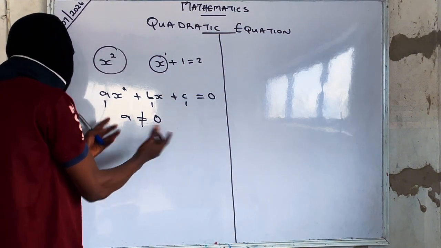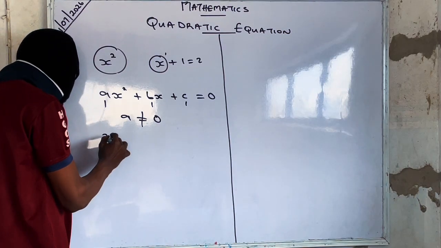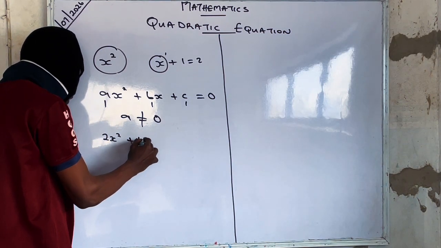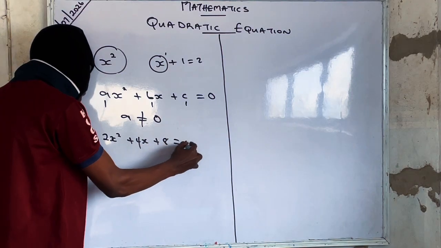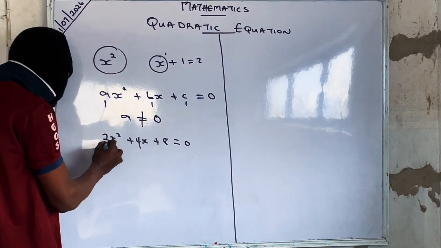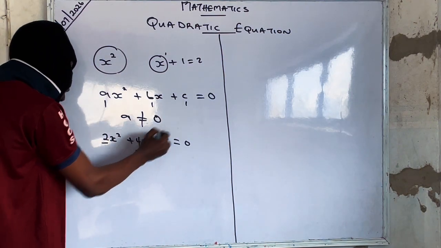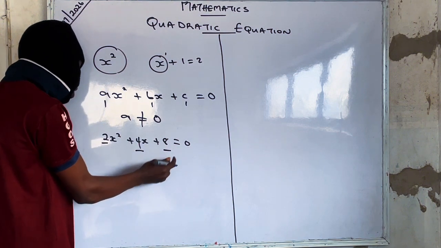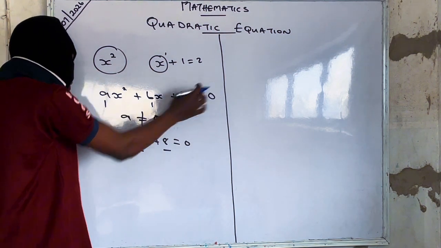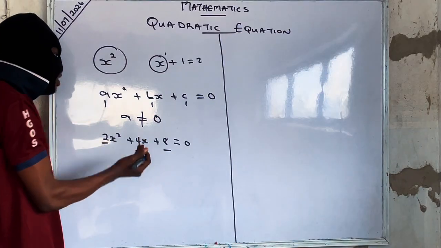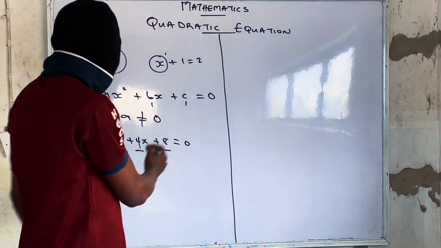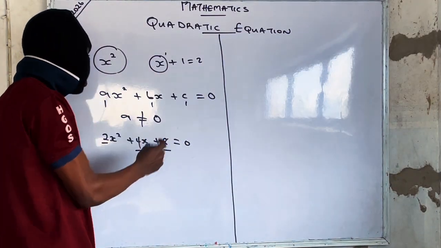It's just you relating it with something like this: 2x squared plus 4x plus 8 equals 0. This a here is 2, while b is 4, while your c is 8, and this is 0. So this is the general formula of the quadratic equation: ax squared plus bx plus c.